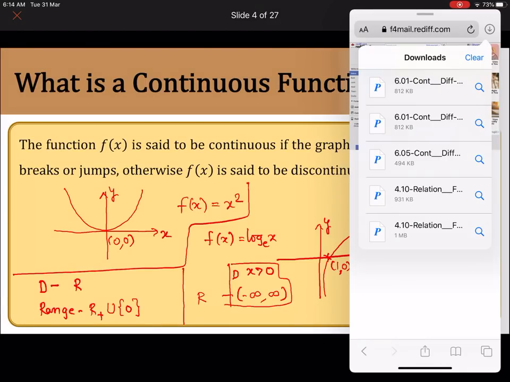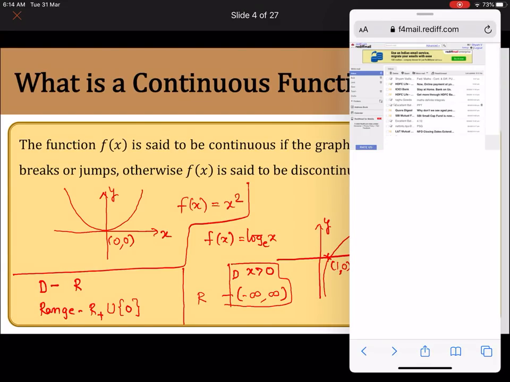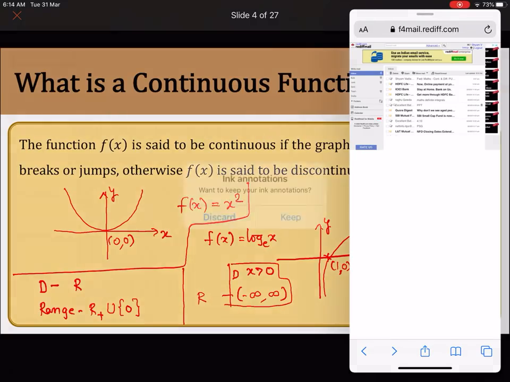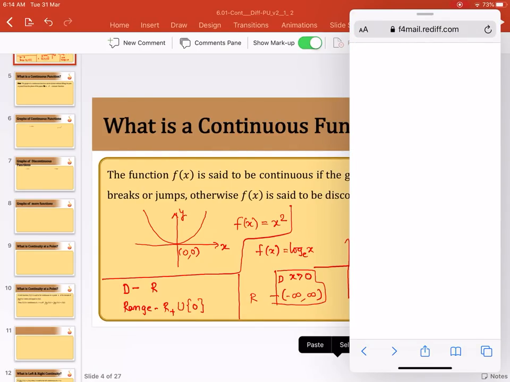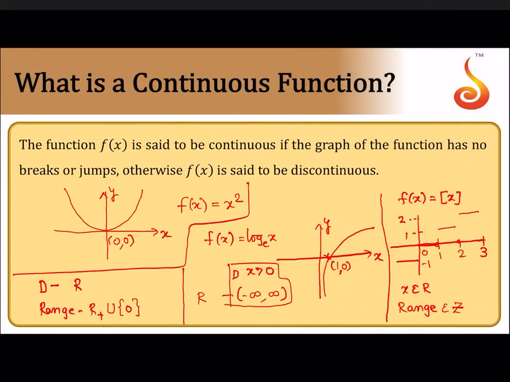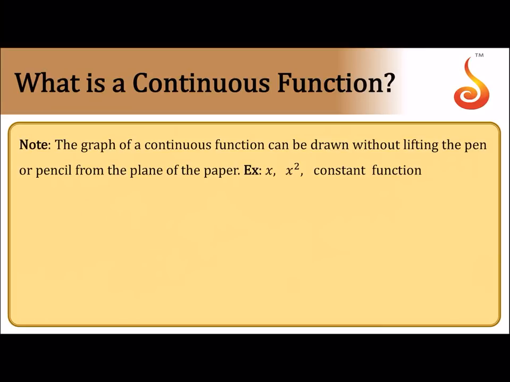Now we move further. So some disturbance was there, no problem. f of x is a continuous function if the graph of the function has no breaks or jumps, otherwise f of x is discontinuous. Next one.